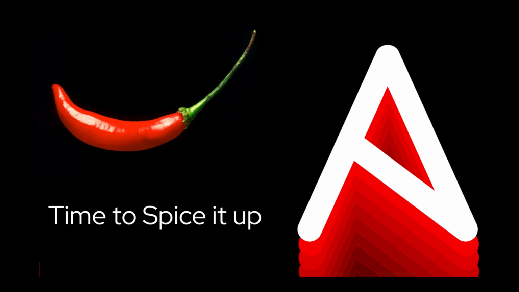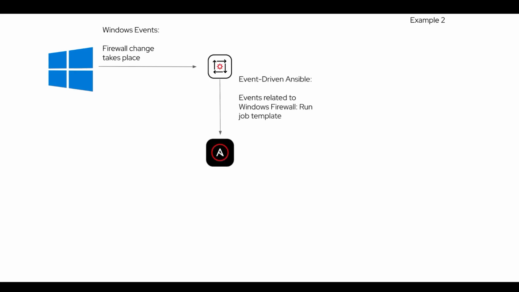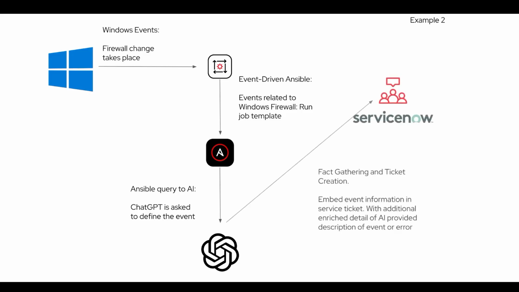So what are we going to do here? We're going to do the same thing, except this time we're listening for firewall events, something a little bit more interesting, and we're going to run and trigger a job, but the job is actually going to query ChatGPT. Because sometimes, maybe we don't actually know what the event means.